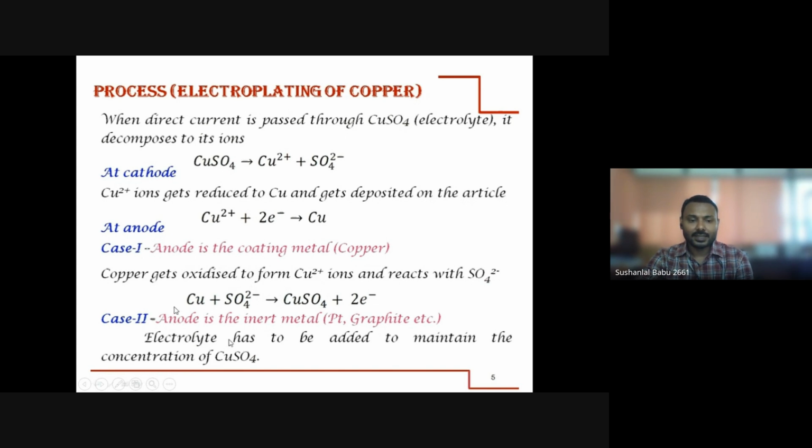And if it is the second case, where the anode is an inert metal, then we have to add more concentration of CuSO4 to continue the process, because if we are using an inert metal, copper sulfate will not be formed continuously. If we are using copper as anode, then copper sulfate will be continuously generated. But with an inert metal, we need to add it externally to maintain the concentration of CuSO4.